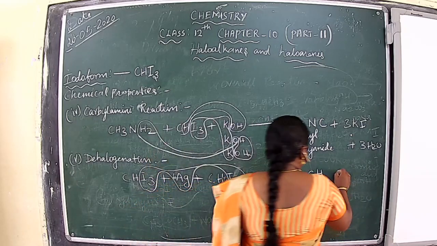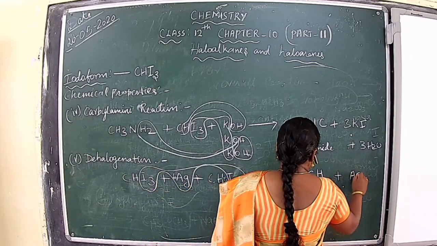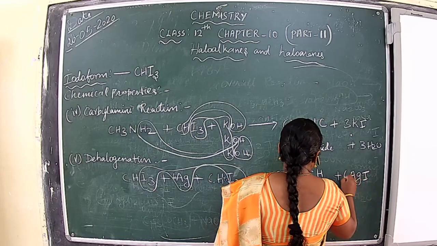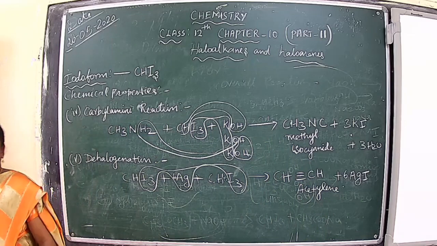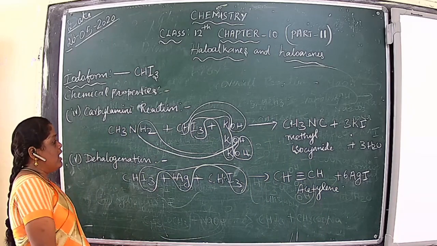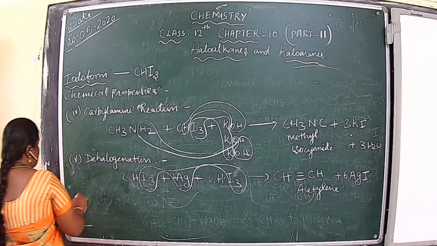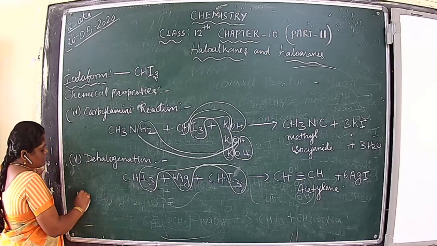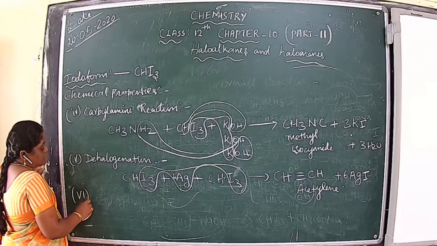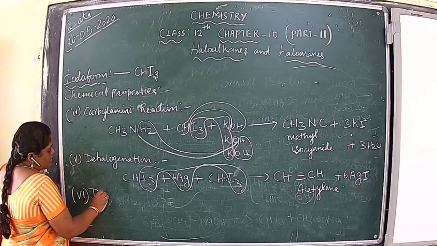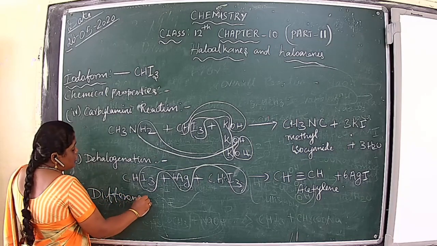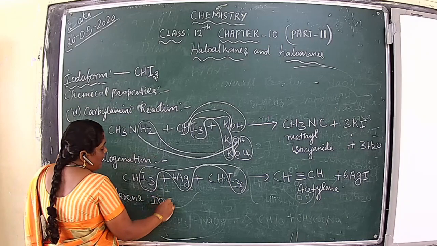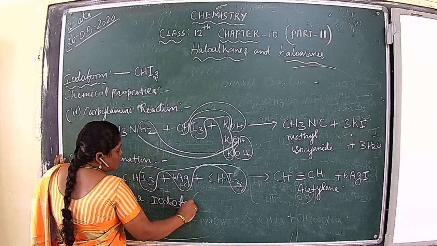Plus 6 AgI. Clear? This is dehalogenation. The last one is the difference between iodoform and chloroform.